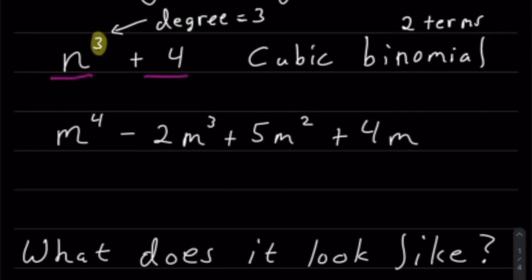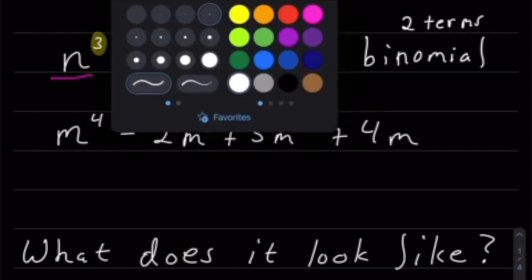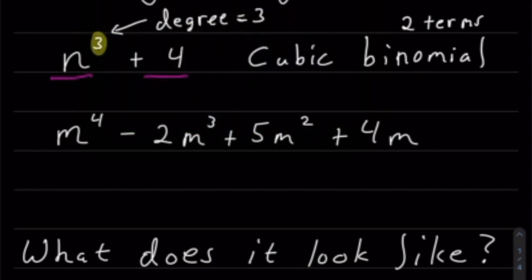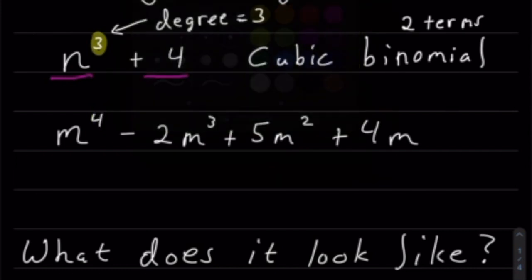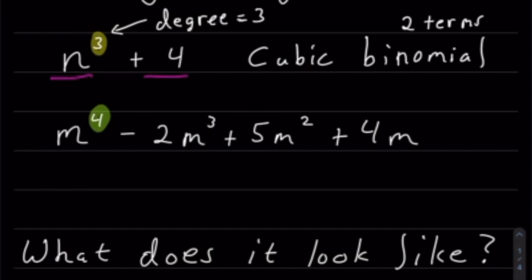So how about this one? M to the fourth minus 2m to the third plus 5m squared plus 4m. What do we call this one? Well, the highest degree here is 4. Let's use a highlighter. There it is. So 4 is referred to as a quartic, Q-U-A-R-T-I-C. That's different from quadratic.